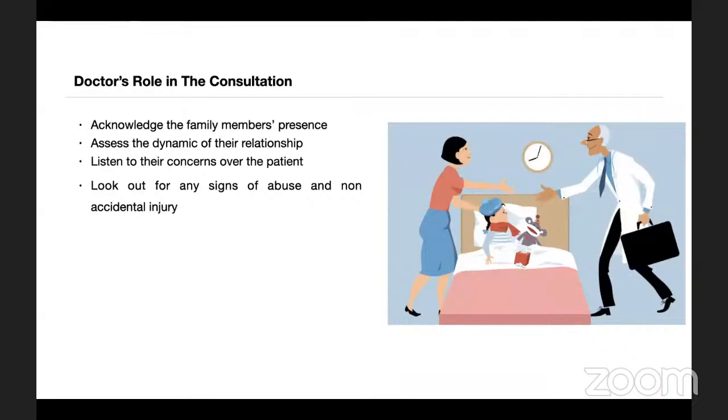From the same article from the American Family Physician Journal, they essentially said that the physician's role is to acknowledge the family member's presence during the consultation, to try and assess the dynamic of their relationship early on, to listen to the family member's concern over the patient and their condition, and in certain circumstances, assess for any signs of abuse and injury. Next slide, please.